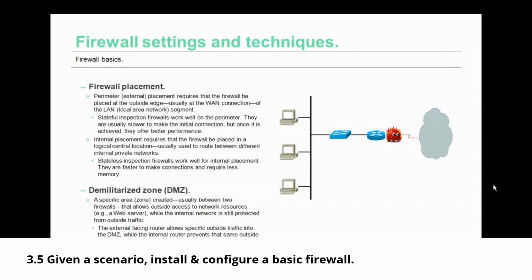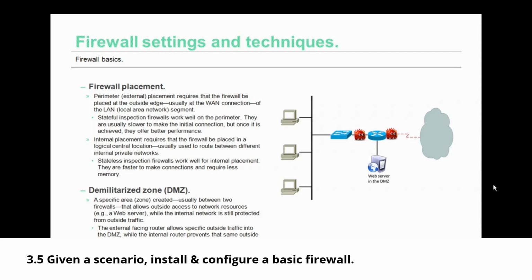It's time to discuss firewall placement, and we're going to begin with perimeter placement. This requires that the firewall be placed at the outside edge, usually at the wide area network connection, of the local segment or the LAN segment. Stateful inspection firewalls work well on the perimeter. They are usually slower to make the initial connection, but once that connection is achieved, they offer better performance. You could have internal placement of your firewall. This requires that the firewall be placed in a logical central location. It's usually used to route between different internal private networks. Stateless inspection firewalls work well for internal placement. They are faster to make connections and require less memory.